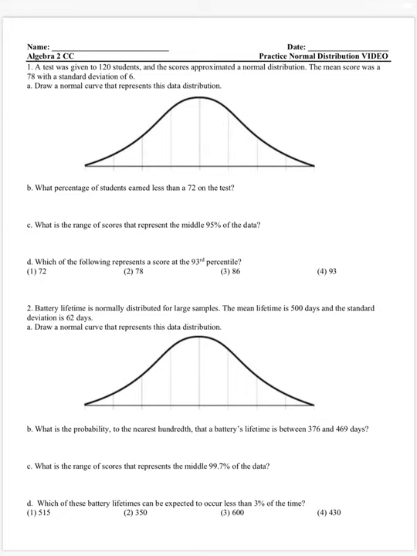A test was given to 120 students. The scores approximated a normal distribution, meaning that you can actually do this curve for it. The mean score was a 78 with a standard deviation of 6. Choice A, draw a normal curve that represents this data distribution. The top part does not even matter. Like the actual question does not even matter for the setup right now. It will in a minute, but once we get the setup going, you really don't need it until you get to your final step with putting your curve together.